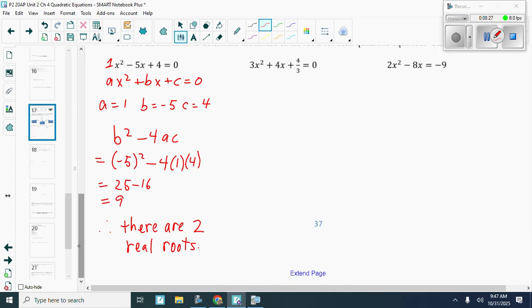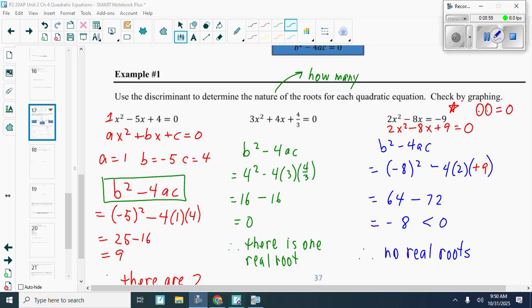All right, your turn. Figure out what the values of A, B, and C are. Substitute them into the formula for the discriminant. And then just determine if it's negative, no real roots. If it's equal to 0, 1 real root. If it's positive, 2 real roots. So see if you got what I got when you sub in.